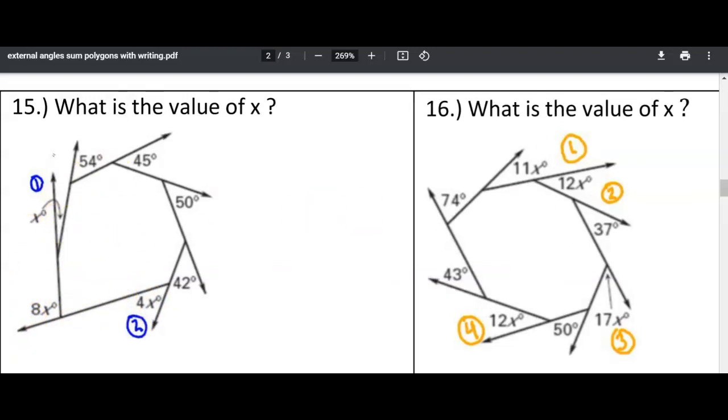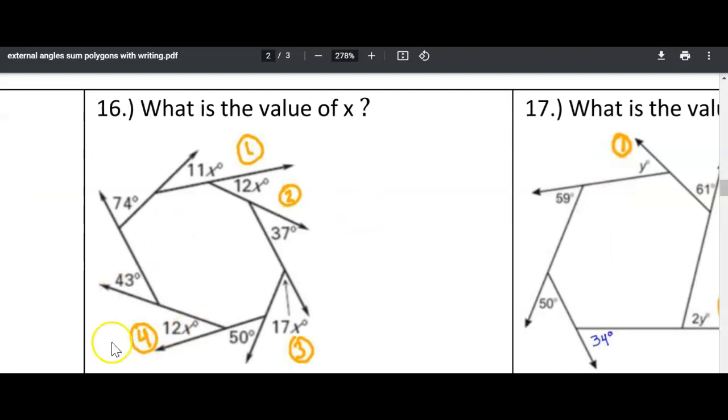Okay, let's move on to number 16. Okay, find the value of x. Remember, all of these must add up to 360. So add up all your x's first, and then add up the other degree measures, right? 50, 43, 74, and 37. Write the equation. They should always equal 360 degrees. If you don't remember, you can go look at the video that I posted, which is the exact same video as this one.